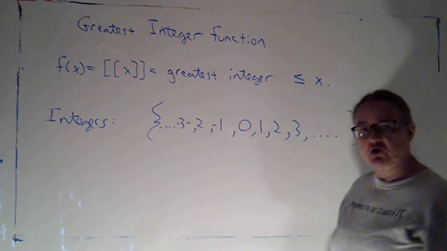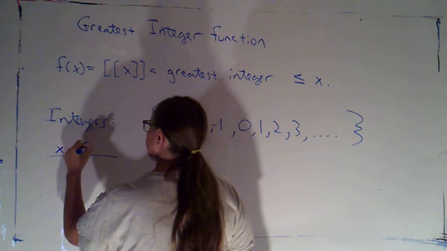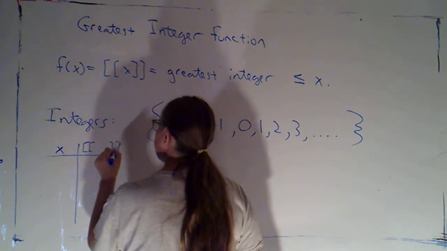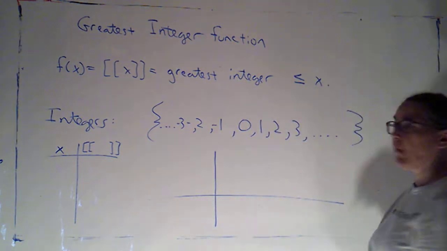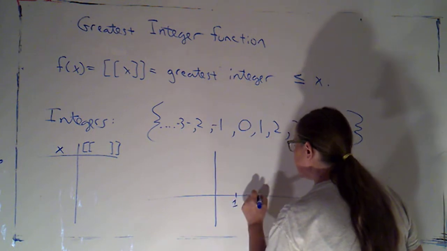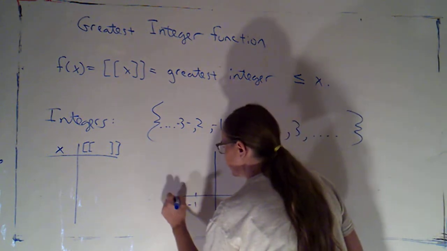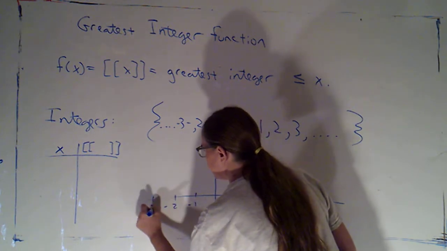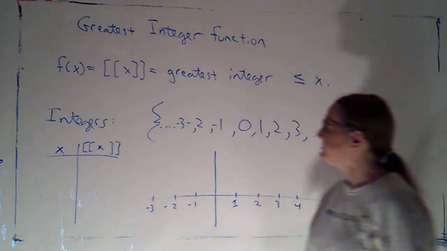So let's just try evaluating the greatest integer function at a few points. And as we do that, we're going to ultimately try to sketch the graph of this. So I'm just going to mark off on the x-axis my integers, because it seems like those are going to be fairly important in defining this greatest integer function. Oops, this should be the greatest integer of x.